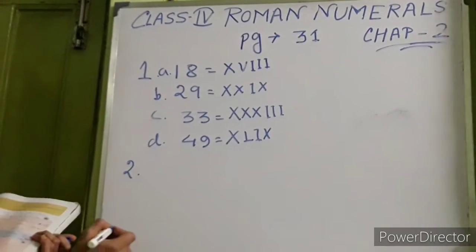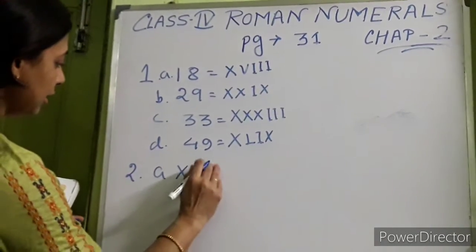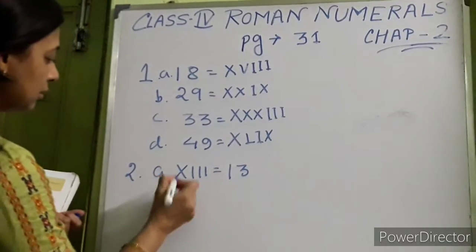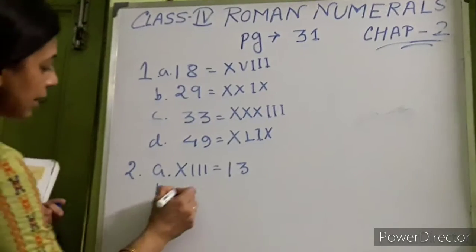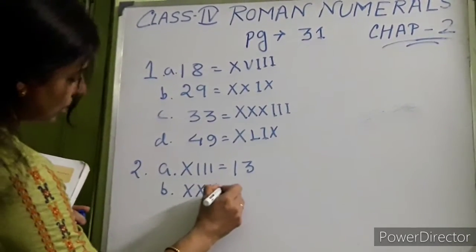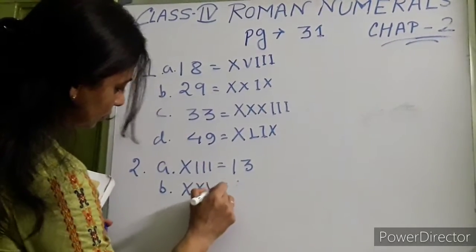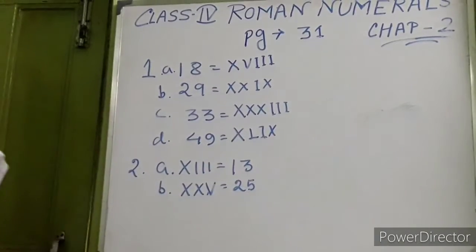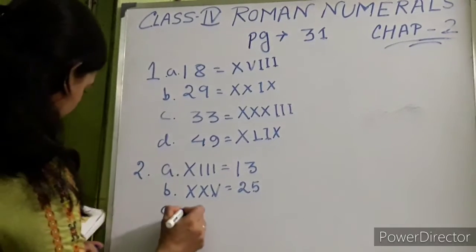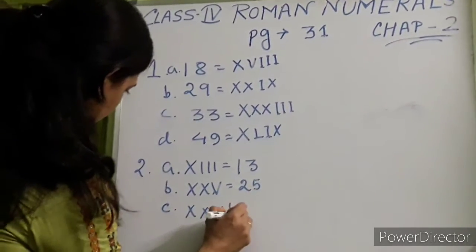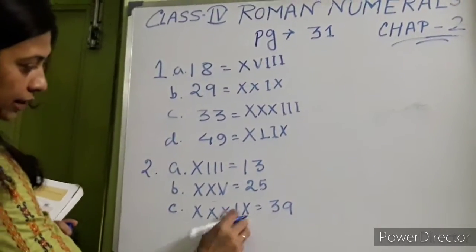Now, question number 2. Write in Hindu-Arabic numerals. A, XIII means 13. B, XXV means 25. Now C, XXXIX means 39. XXX is 30, IX is 9.